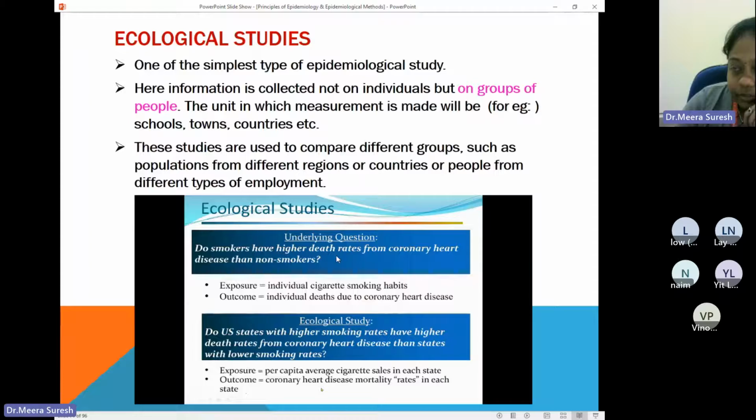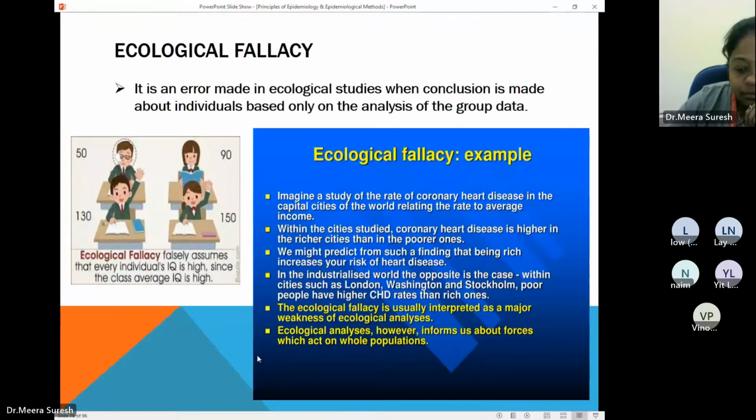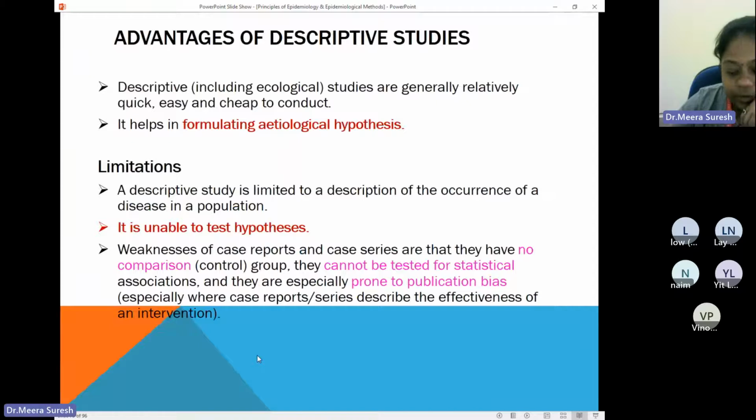And what is the benefit of doing ecological studies? As I told, it is very easy to do, very easy to get the data, and very inexpensive also. So that is why ecological study is being done. Sorry, I missed the descriptive study. It should have come later only.